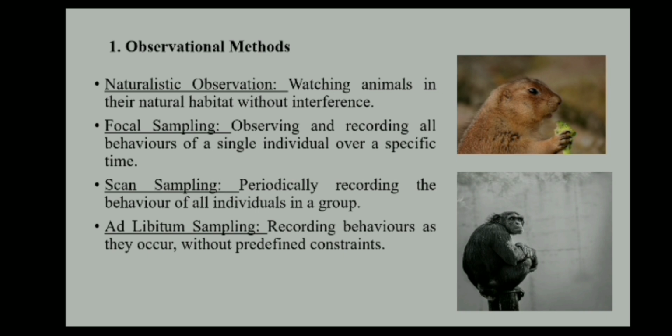One is naturalistic observation, focal sampling, scan sampling, and ad libitum sampling. Naturalistic observation means watching animals in their natural habitat without interference. Focal sampling means observing and recording all behaviors of a single individual over a specific time. Scan sampling, periodically recording the behavior of all individuals in a group. Ad libitum sampling, recording behaviors as they occur without predefined constraints.